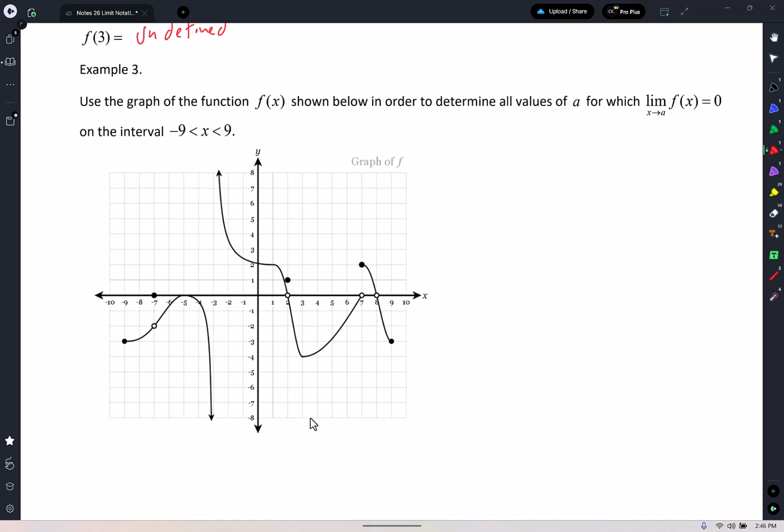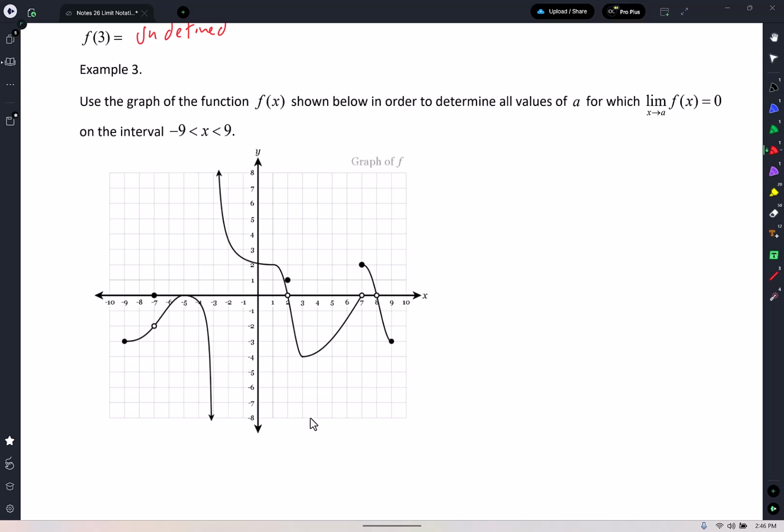Use the graph of the function f shown below in order to determine all values of a for which the limit as x approaches a of f of x equals 0. Okay, let me show you how to do it the easy way, guys. Relax, don't freak out. This a does not have a plus or minus sign. So the only time the y value is 0 is when you're on the x-axis.